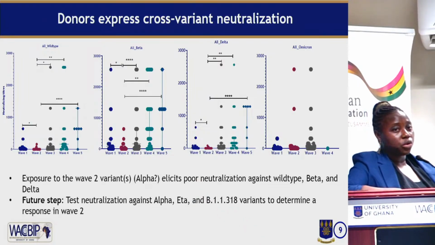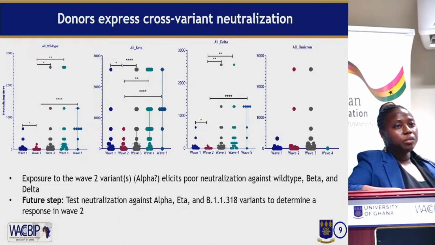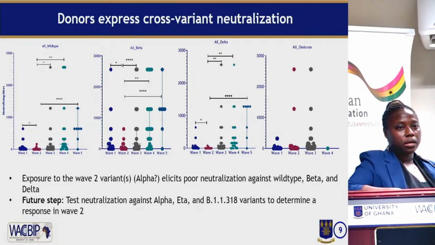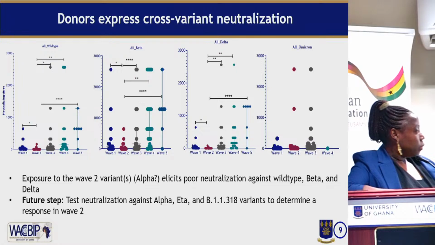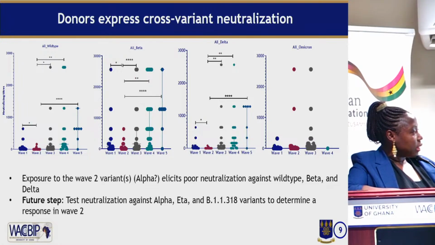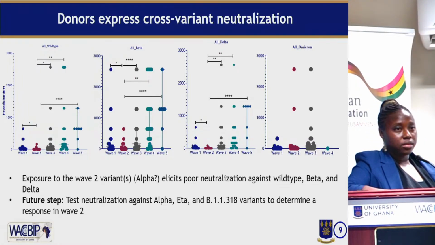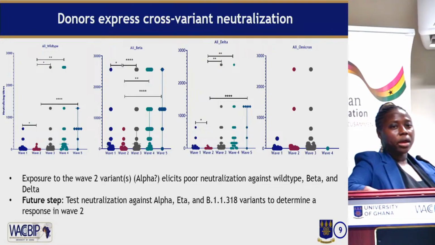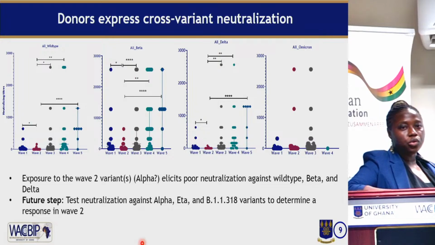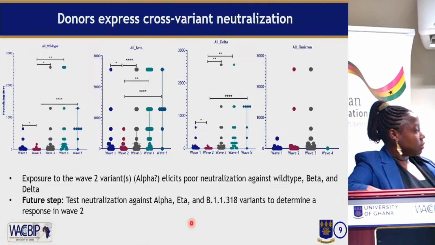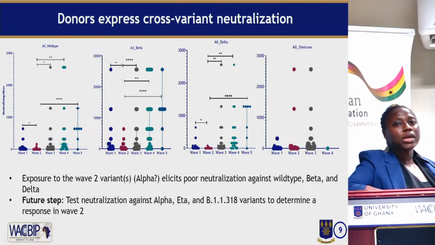To do this, we would want to look into testing neutralizing antibody levels against the variants that were circulating during wave 2 of the pandemic. These variants were Alpha, Eta, and B.1.318, the most dominant variants circulating then. So my question, and my next step, is to look at whether these other antigens, or these virus variants, are able to elicit enough neutralizing antibody capacity.